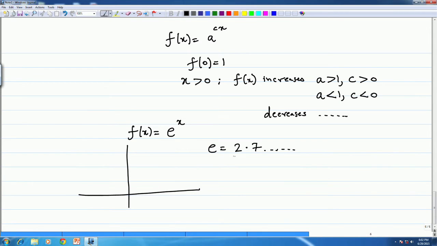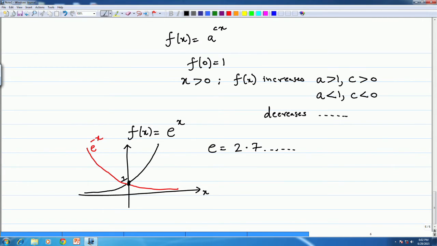I know e is greater than 1. So, at 0 it is going to be 1, and then for positive x it is going to increase, for negative x it is going to go like that. Okay, that is how e power x is going to behave. How is e power minus x going to behave? e power minus x is going to behave like that. Okay, this is going to be e power minus x.